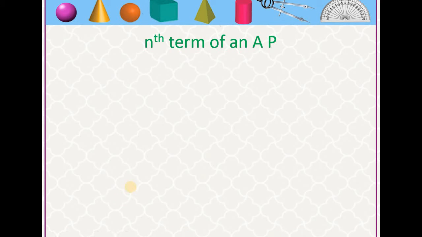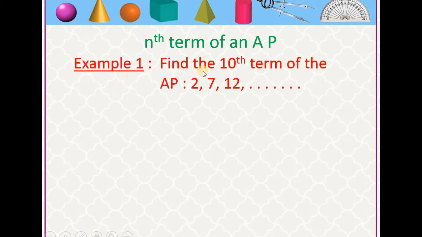Students, let us solve some problems on the nth term of an AP. The formula to find the nth term of an AP is a_n is equal to a plus (n minus 1) into d. Example 1: Find the 10th term of the arithmetic progression 2, 7, 12, etc.